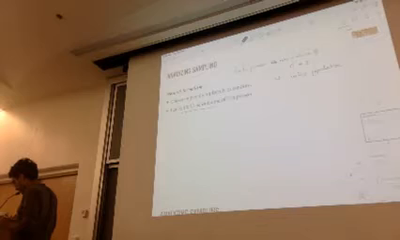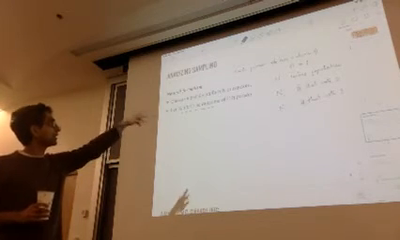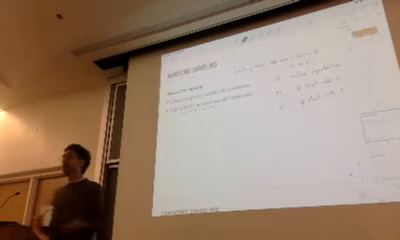Capital N is the size of the entire population. N0 is the number that vote 0, and N1 is the number that vote 1. Okay, so capital letters will denote the population level quantities, and small letters, small n, will be the sample.